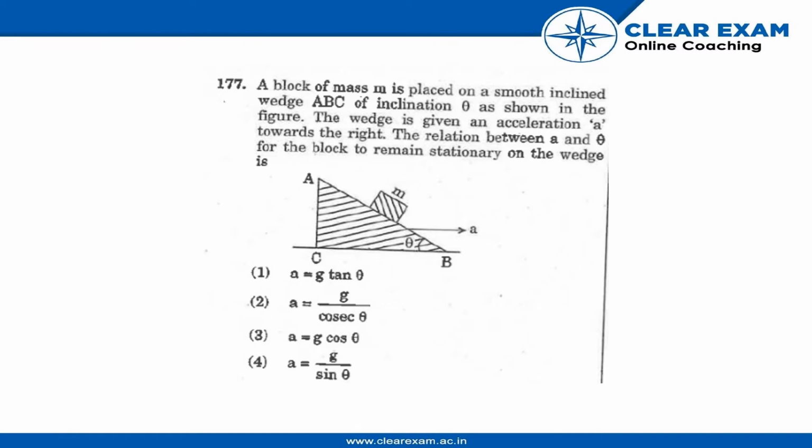The question is, a block of mass m is placed on a smooth inclined wedge ABC of inclination theta as shown in the figure. The wedge is given an acceleration a towards the right. The relation between a and theta for the block to remain stationary on the wedge is, the solution is.